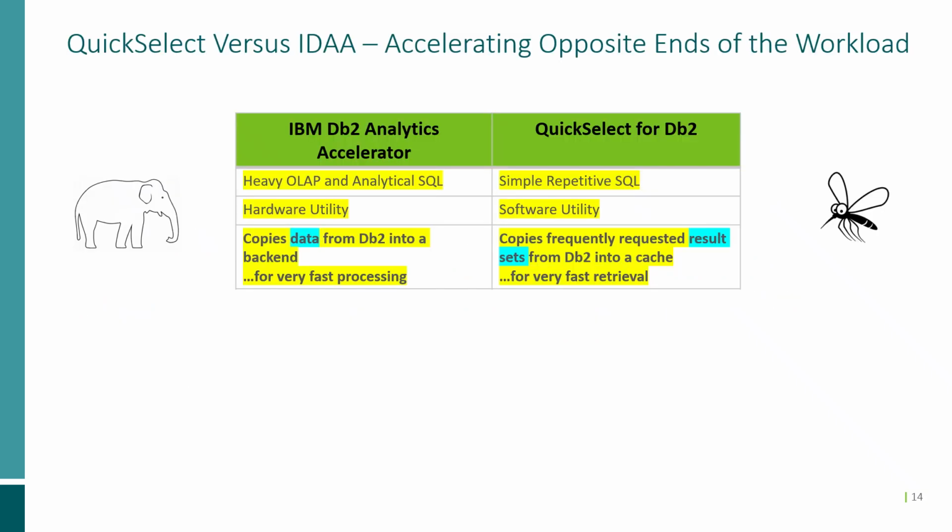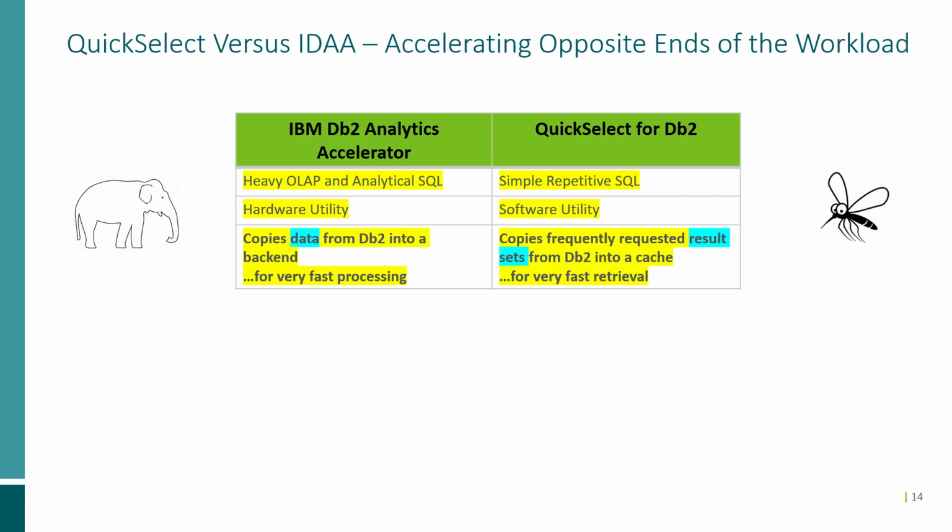So let's compare QuickSelect to IDAA. The key point is they both accelerate components of the Db2 workload, but they work on opposite ends of the workload, with IDAA focusing on heavy OLAP and analytical SQL, and QuickSelect focusing on simple repetitive SQL. The two solutions are fully complementary and do not interfere with one another.